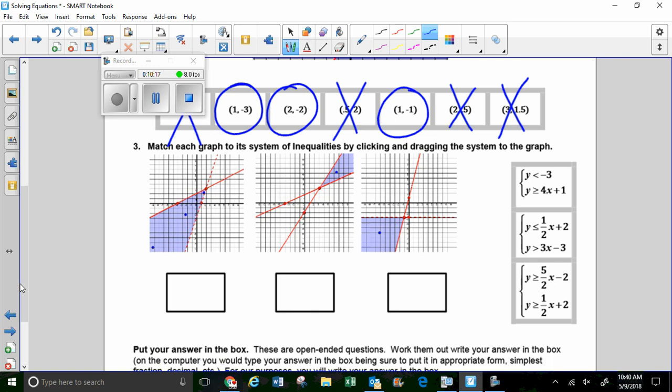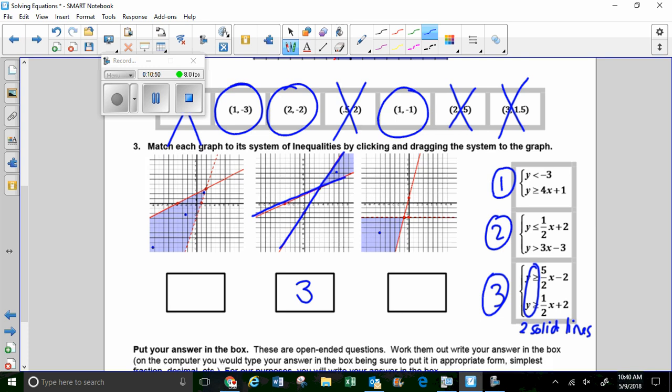So the first thing I noticed with my 3 options, I'm going to label those, is the symbols. So this one right here shows me that I should have 2 solid lines, whereas the other ones, it's going to have 1 solid and 1 dash. So I can already determine that the inequality set of 3 is going to go with this middle graph because they're 2 solid lines. So that has to be that one.